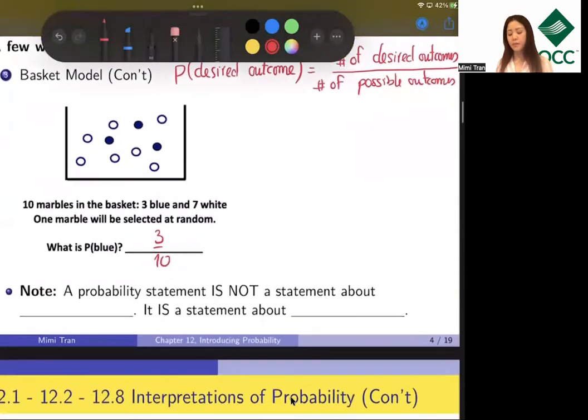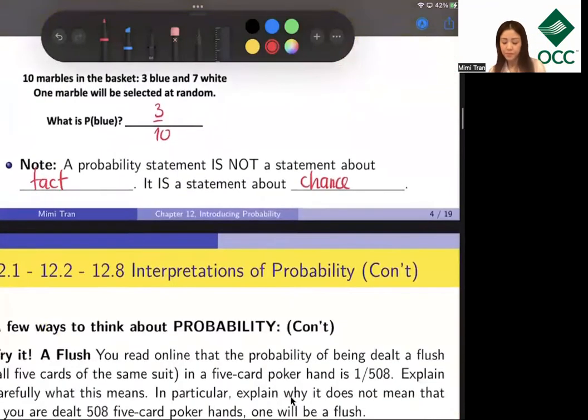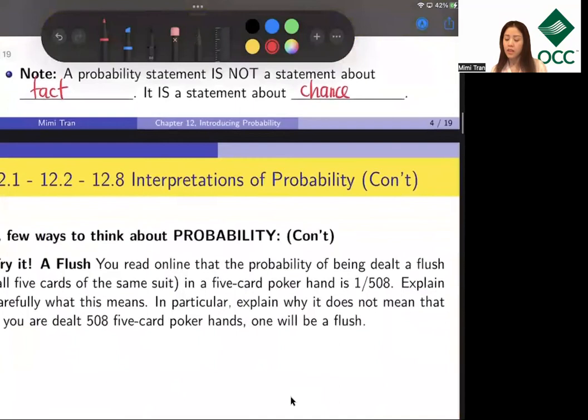Let's fill in some statements. A probability statement is not a statement about fact. Remember, it's not a statement about fact. It is a statement about chance, hence probability. It's all about chance. All right, so let's think about this.